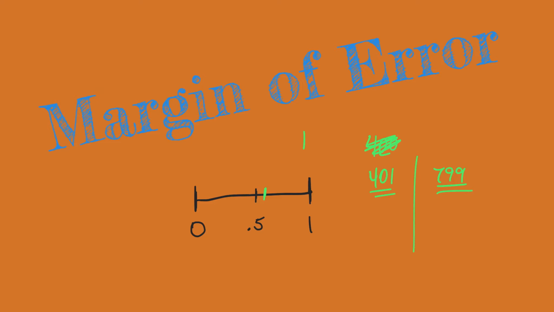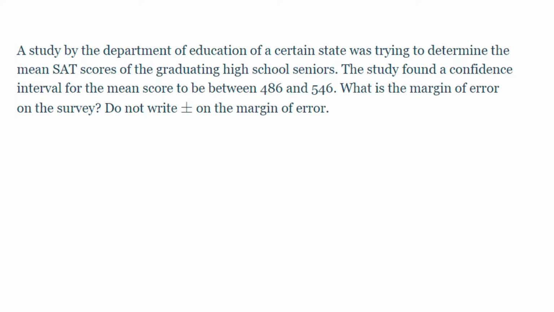So let's take a look at some examples and see if we can figure out our margin of error. This example is on your Delta Math, so we'll take a look at these together. It says, the study of a Department of Education of a certain state was trying to determine the mean SAT score of a graduating high school class of seniors. The students found a confidence interval for the mean score between 486 and 546. What is the margin for error on this survey?